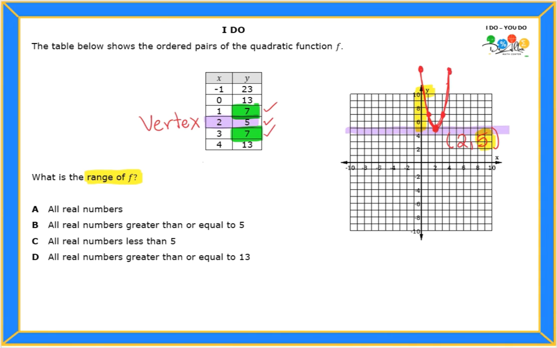Okay? So that's the relationship that I want you to see between the table and the graph. So my range is all the numbers greater than or equal to a positive 5. Right? So what will be my answer for that? Yes, it will be answer letter B for that.